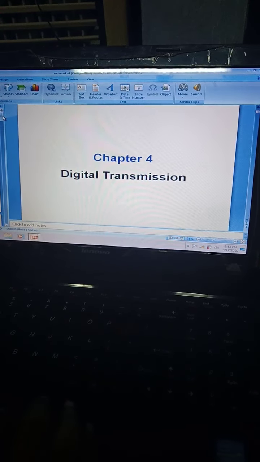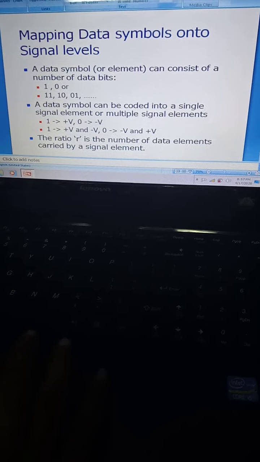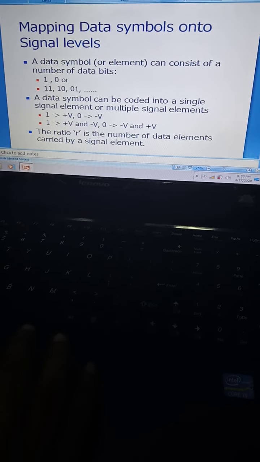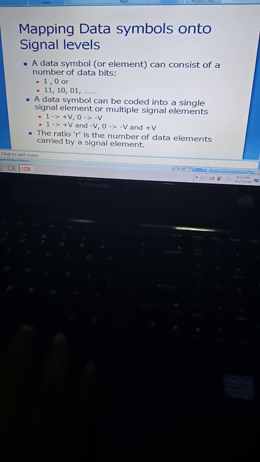And next, mapping data symbols onto signal levels. A data symbol may consist of either a single bit or more than one bit. That is nothing but a sample in a digital signal that can carry. So already here we have seen a sample. This sample may carry either one bit or more than one bit at a time.